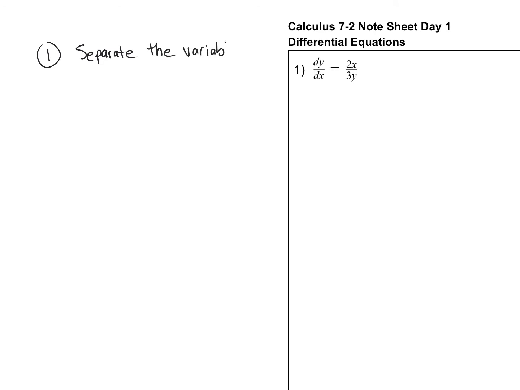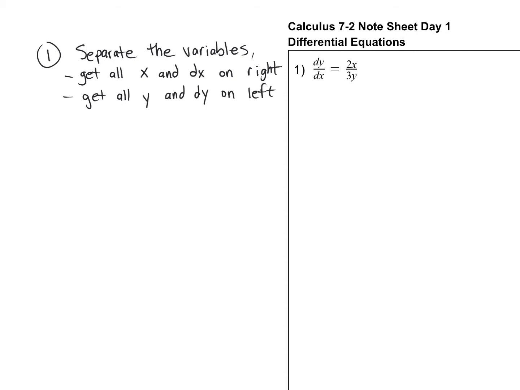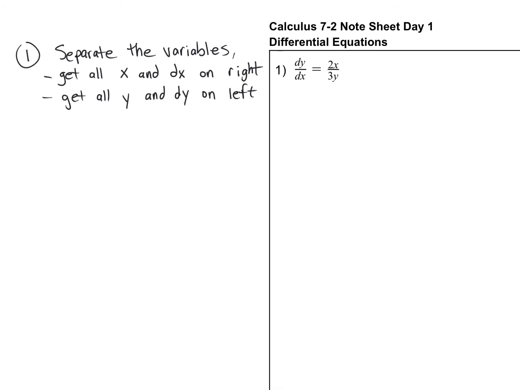Okay, the official name for these types of equations is separable differential equations. What does separate the variables mean? That means get all the x's and dx's on the right, and we want to get all the y and dy terms on the left. Okay, so let's move over and do that first step in example number 1.